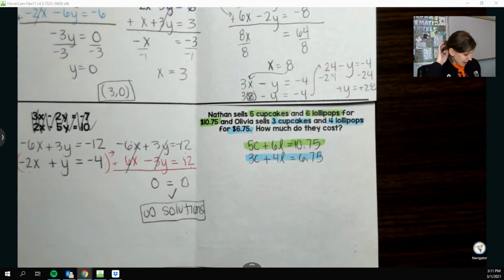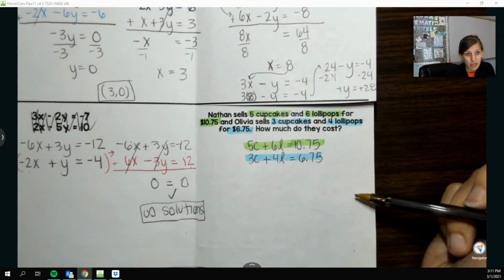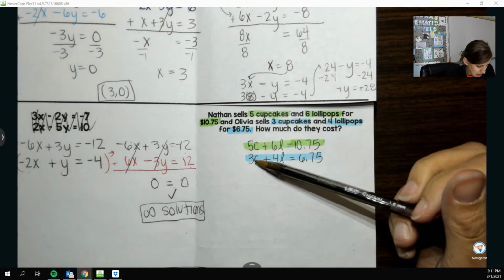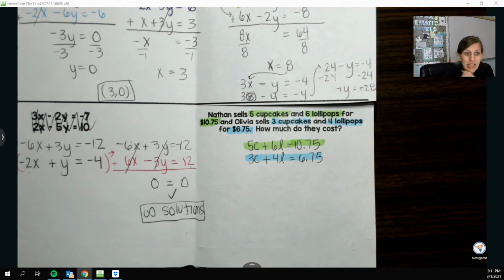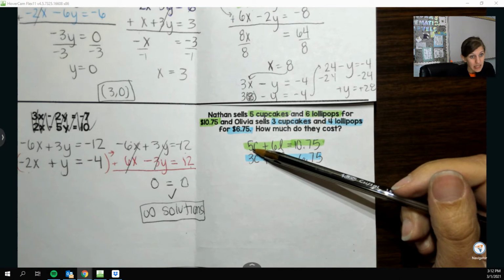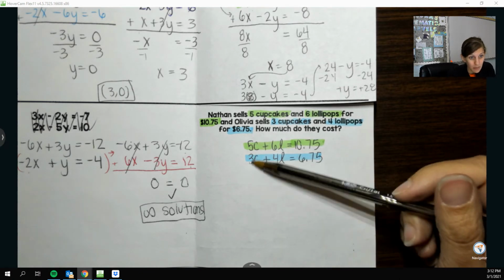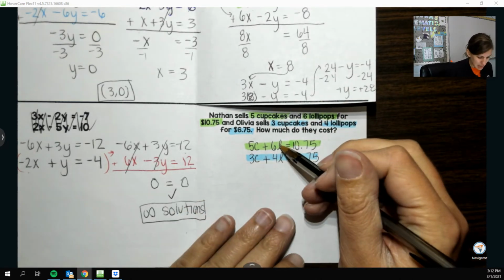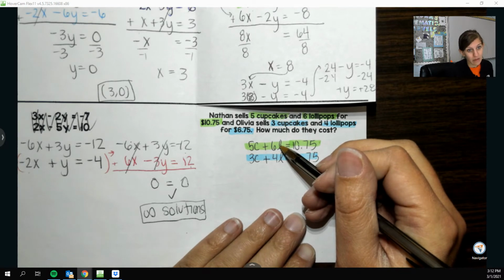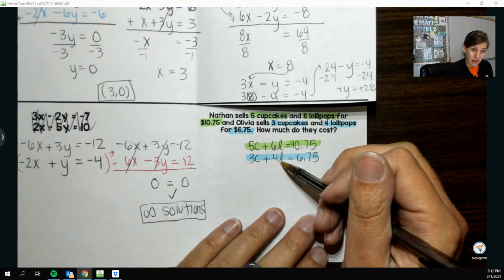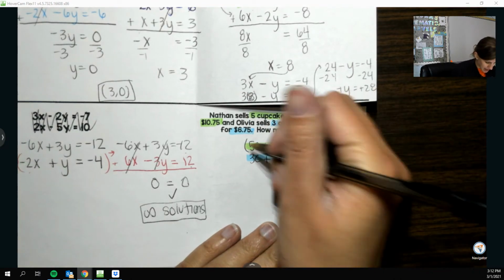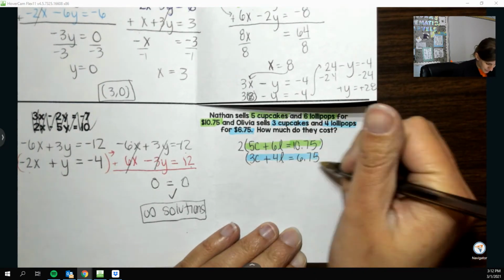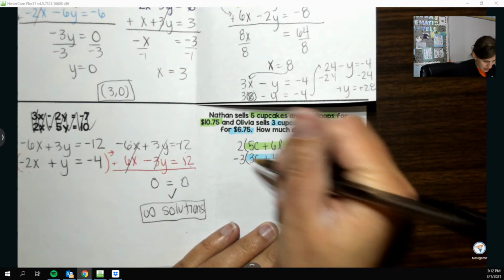Now, they are lined up in standard form, which is real nice, but neither number is an opposite. So I could times by 3 on the top and times by 5 on the bottom, because then they'll both be 15. Or what's maybe more interesting to do is I could times by 2 on the top for 12, and then 3 on the bottom for 12. I'm going to do that. That's kind of fun. So I'm going to times the top one by 2, and then the bottom one by -3 so that I can just add.